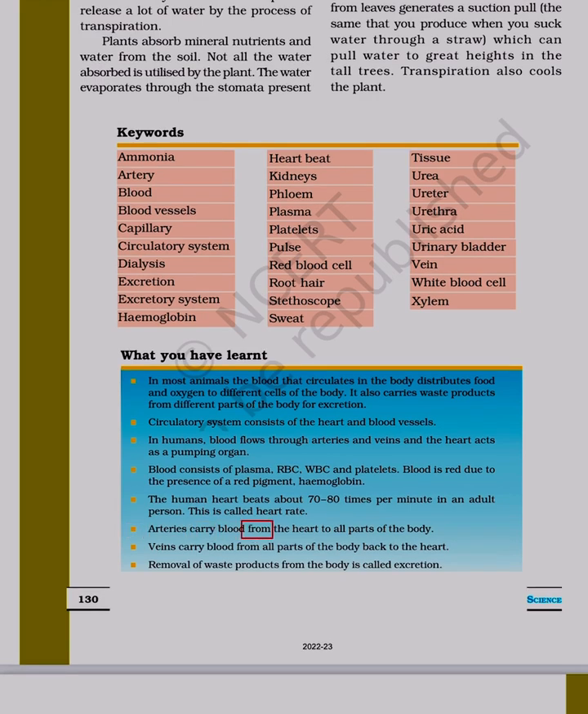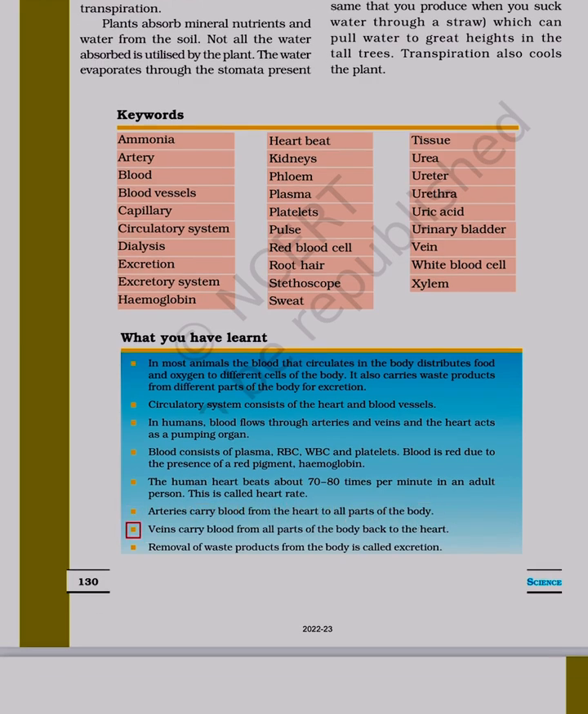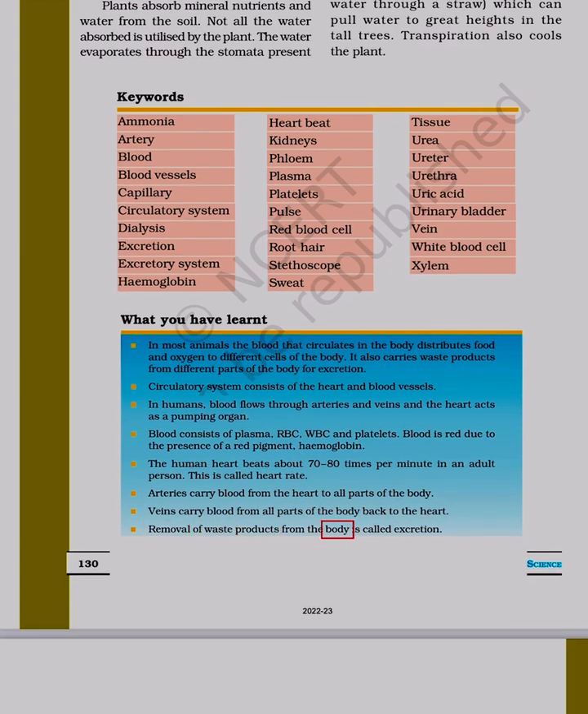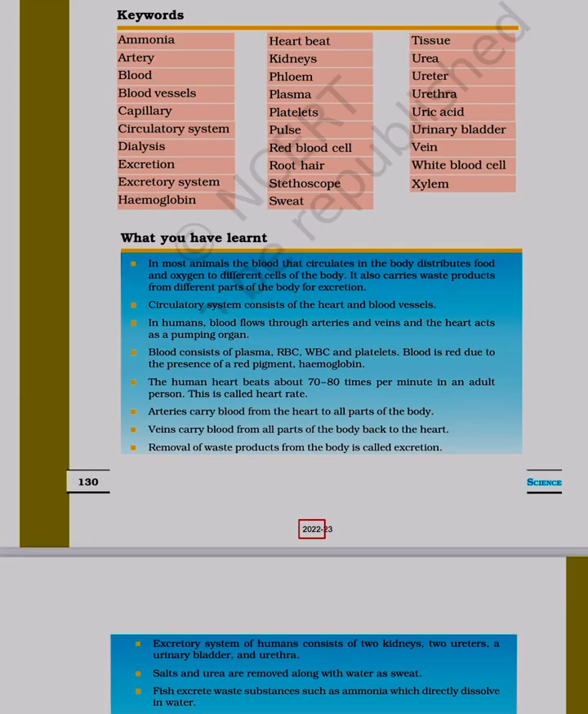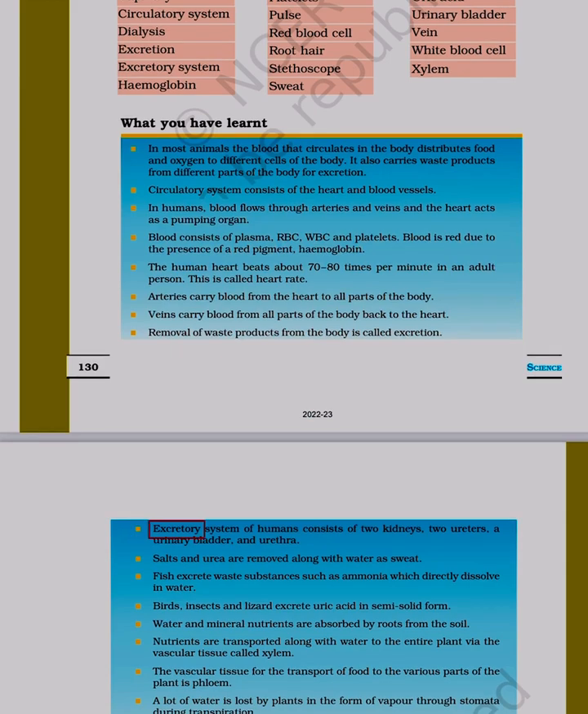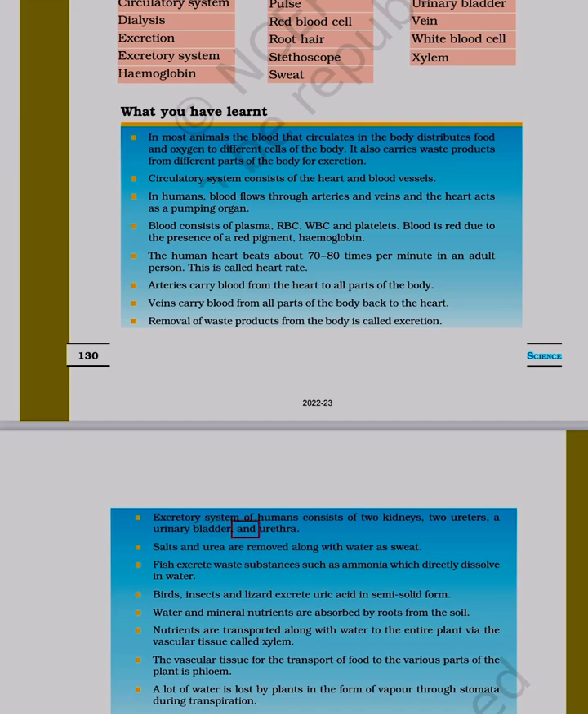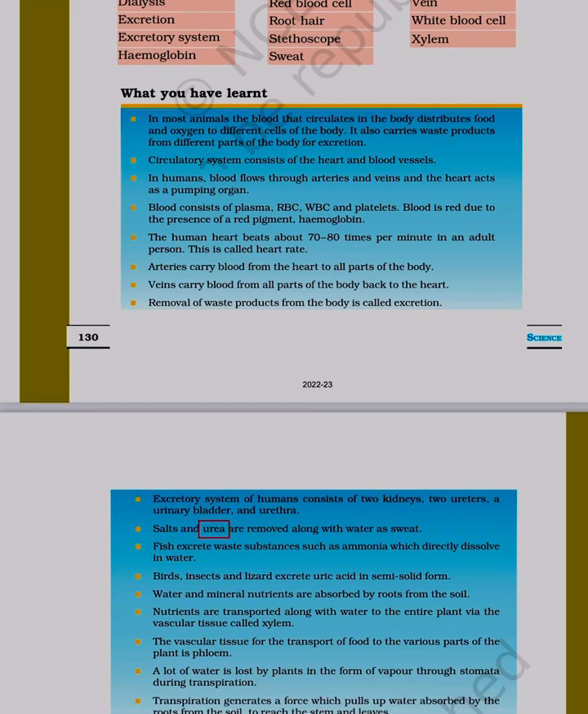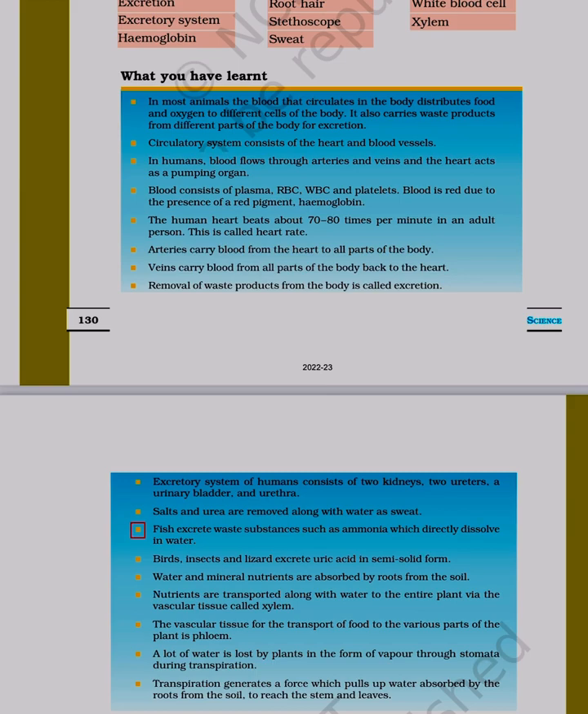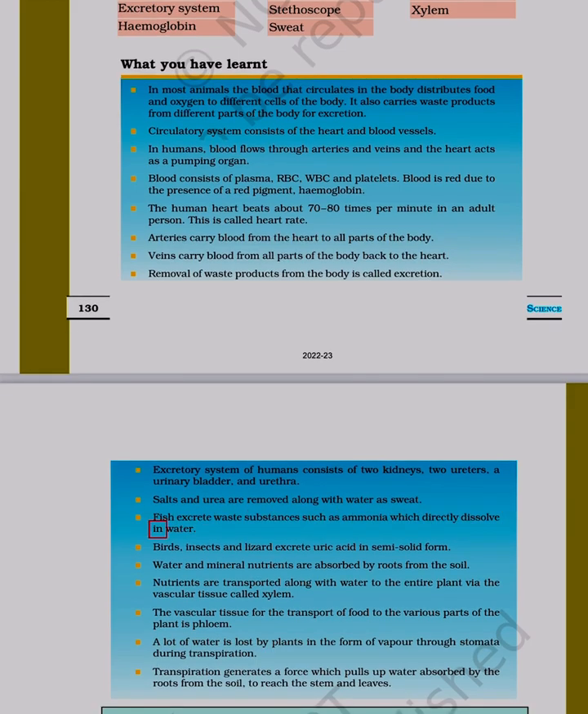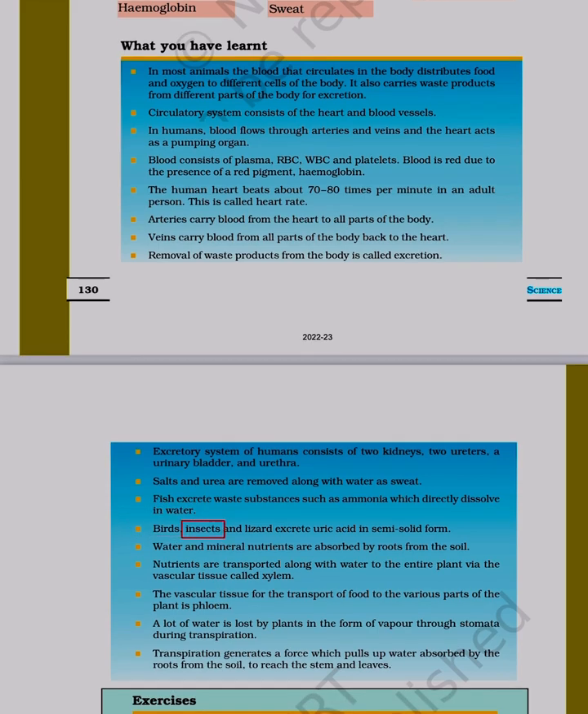Arteries carry blood from the heart to all parts of the body. Veins carry blood from all parts of the body back to the heart. Removal of waste products from the body is called excretion. Science. 2022 to 2023. The excretory system of humans consists of 2 kidneys, 2 ureters, a urinary bladder, and urethra. Salts and urea are removed along with water as sweat. Fish excrete waste substances such as ammonia, which directly dissolves in water. Birds, insects and lizards excrete uric acid in semi-solid form.